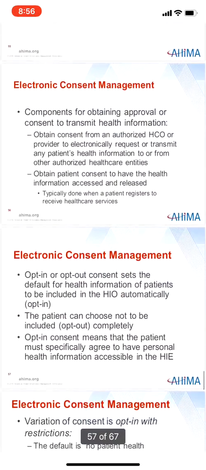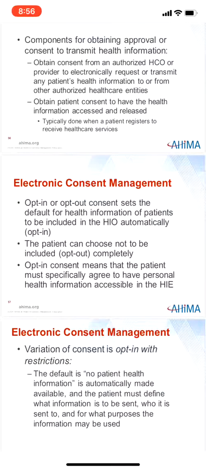All right, so then we go down into the text talking about the opt-in or opt-out consent sets. It sets the default for health information of patients to be included in the HIO automatically. So that's your opt-in. If you opt in, you're allowing information to be included automatically. The patient cannot or can choose not to be included. So this is their opt-out. You're allowing the information to be entered into the HIO, and out means you don't want it there at all.